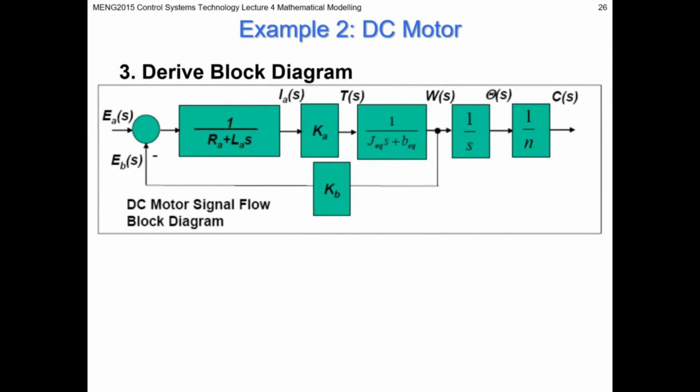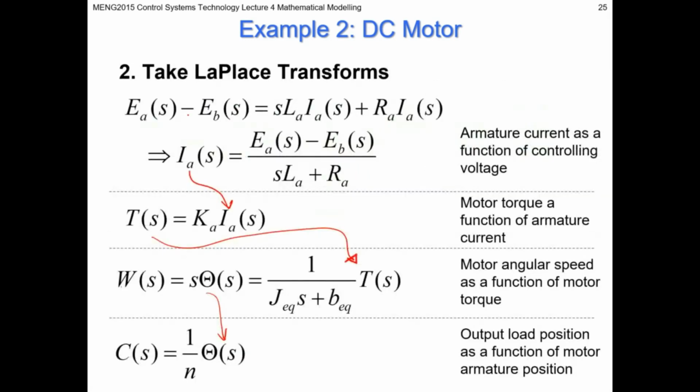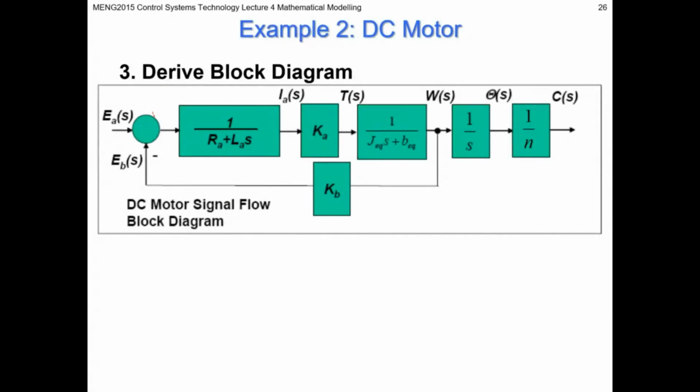And this is what it looks like. The block diagram completely follows the equations we had on the last slide. We have a difference between our input voltage and our back EMF. We know our back EMF is generated by something, but let's just take that as being a difference for now. And that then becomes an input, and if you divide that by SLA plus RA, then we get our current, right?